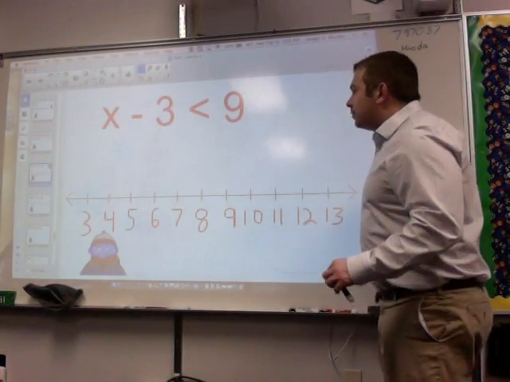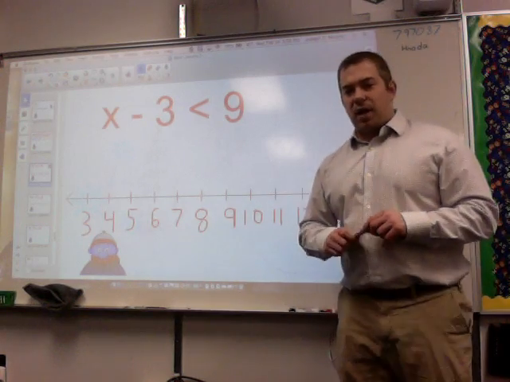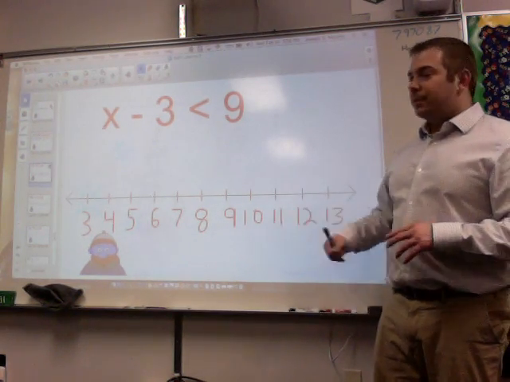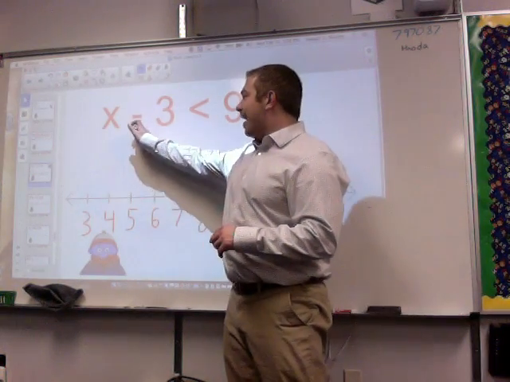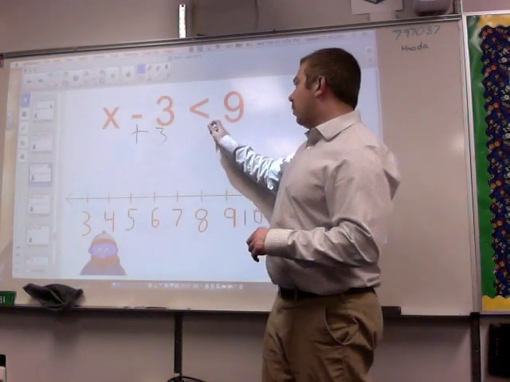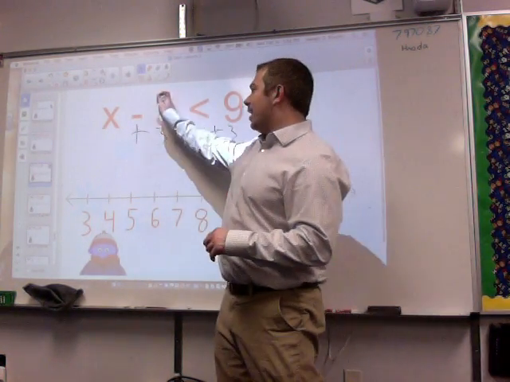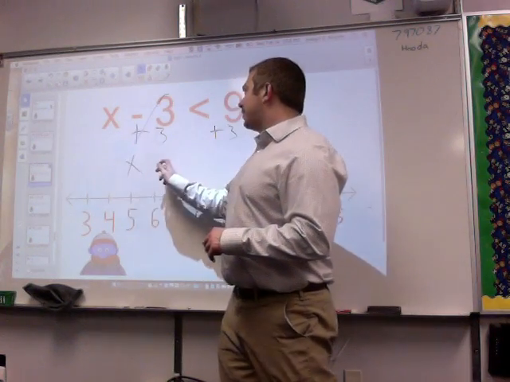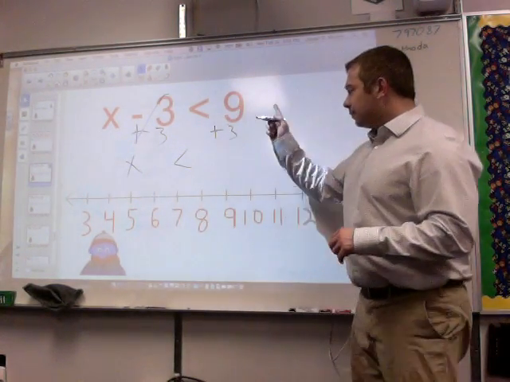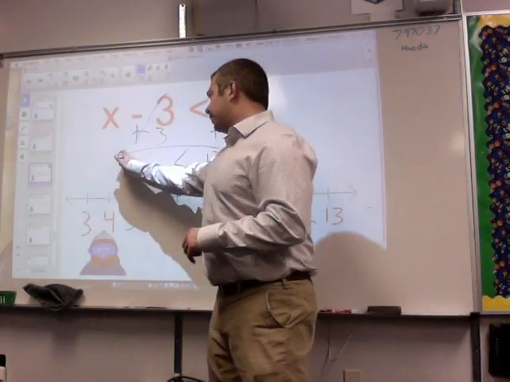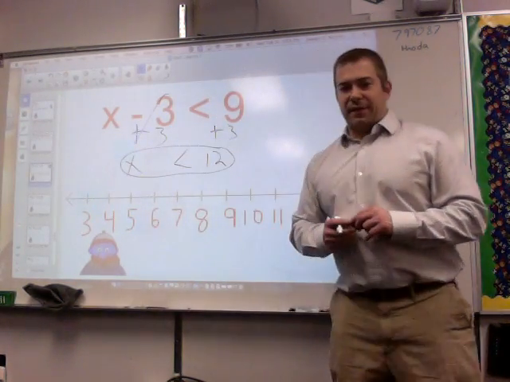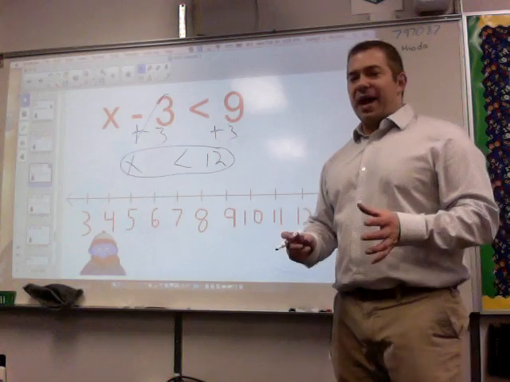All right, so I'm going to solve for x in this inequality, and then I'm going to graph it. Okay, so I've got to get x by itself. I'm going to add 3 to both sides. Cancels out. I'm left with x is less than 9 plus 3 equals 12. X is less than 12. Solves my inequality. Now I have to graph it.